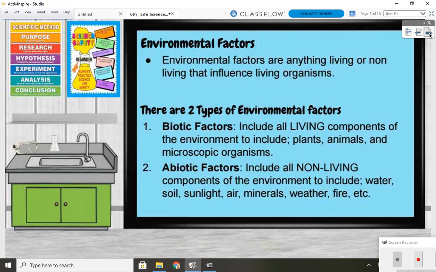Let's talk about environmental factors. Environmental factors are anything living or non-living that influence living organisms. There are two types of environmental factors. Number one, biotic factors. This includes all living components of the environment to include plants, animals, and microscopic organisms. Number two, we have the abiotic factors. This includes all the non-living components of the environment to include water, soil, sunlight, air, minerals, weather, fire, etc.